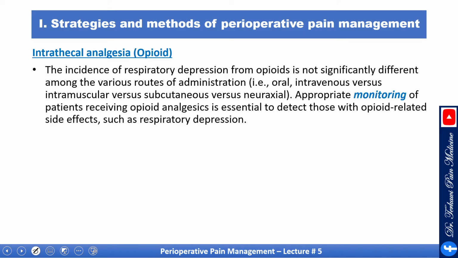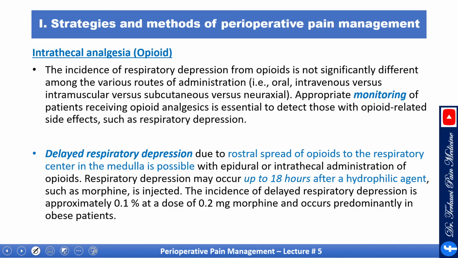The incidence of respiratory depression from opioids is not significantly different among the various routes of administration. Appropriate monitoring of patients receiving opioid analgesics is essential to detect those with opioid-related side effects such as respiratory depression. Delayed respiratory depression due to rostral spread of opioid to the respiratory center in the medulla is possible with epidural or intrathecal administration of opioid.